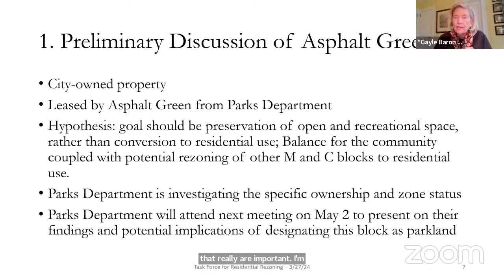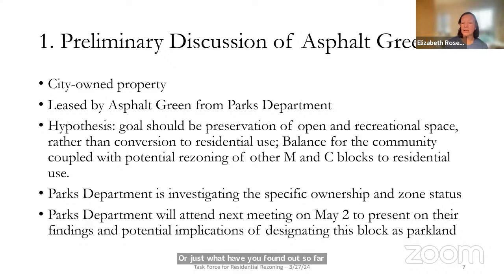I'm curious about the lease that Asphalt Green has with the Parks Department. What are the terms, the length? Is there any reason to assume that if it's not a long-term lease it wouldn't be renewed? Or just what have you found out so far? I do know that the lease is coming up for renewal. I think they are 7 years out, and the Parks Department starts negotiating renewals for property that they lease when they are within 5 years of expiration. So this is something very timely.